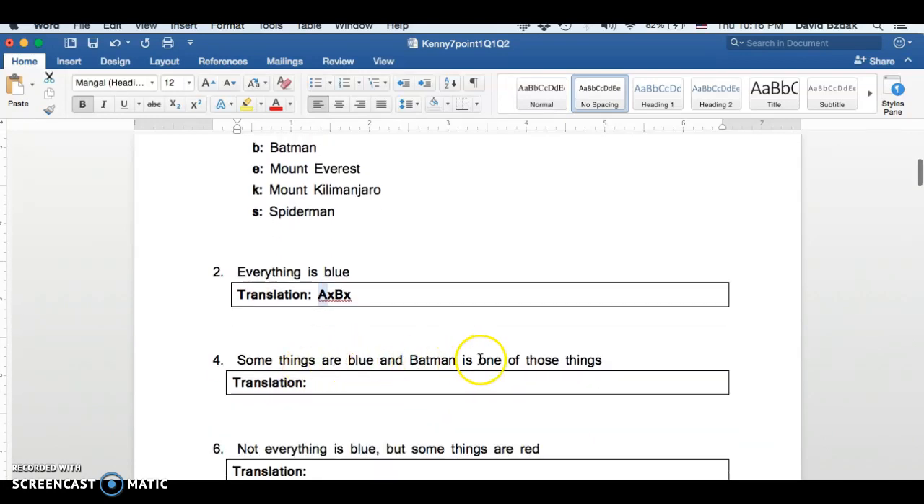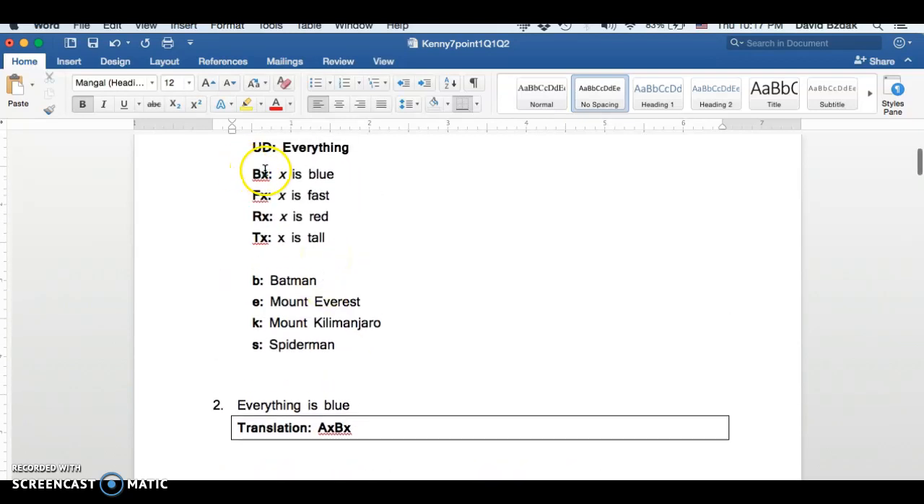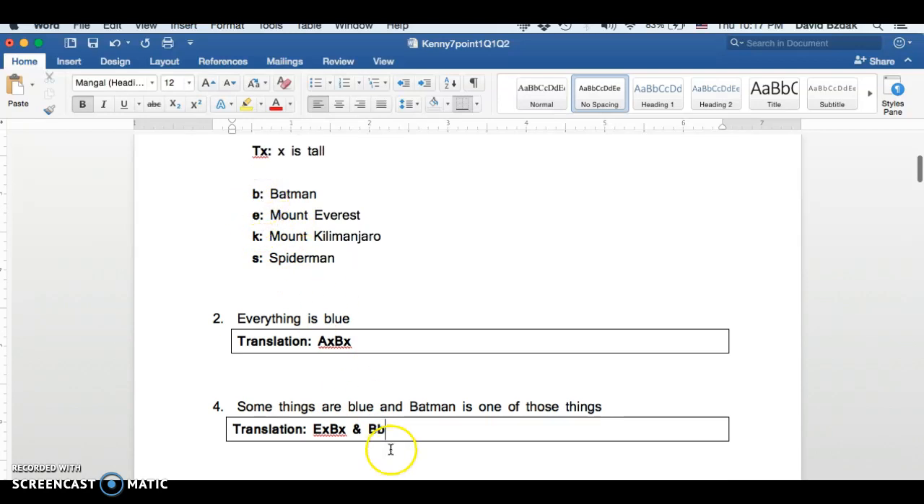Okay, next one. Some things are blue, and Batman is one of those things, right? So now some is the existential quantifier, and that's generally symbolized with the backwards capital letter E. But again, since that's not easy on a keyboard, we'll just use a regular capital letter E. And this quantifier then says some x, or at least 1x. So for some x, we want to say they're blue. Some x, x is blue. You can put it right next to it or put a space, whatever you want. So some things are blue. But of course, we also want to say, and Batman is one of those things that are blue. So Batman is blue. So remember, uppercase B is blue, lowercase b is Batman. So some things are blue and Batman is blue.